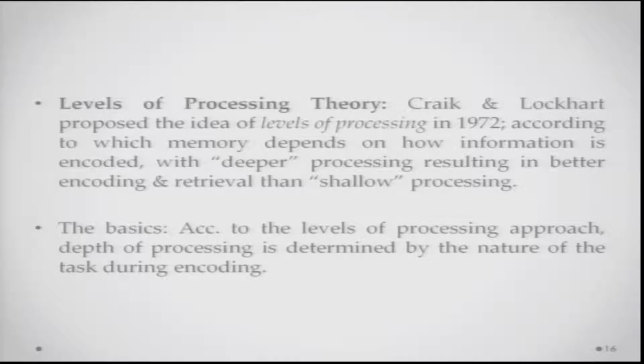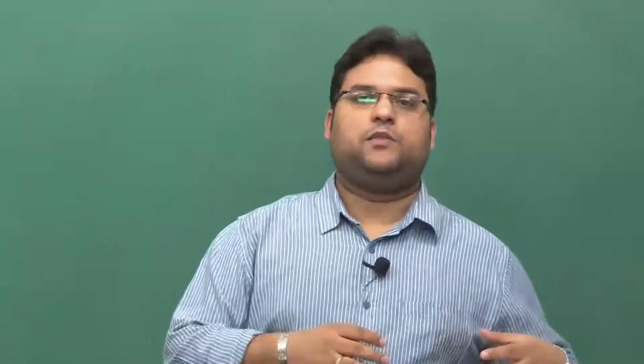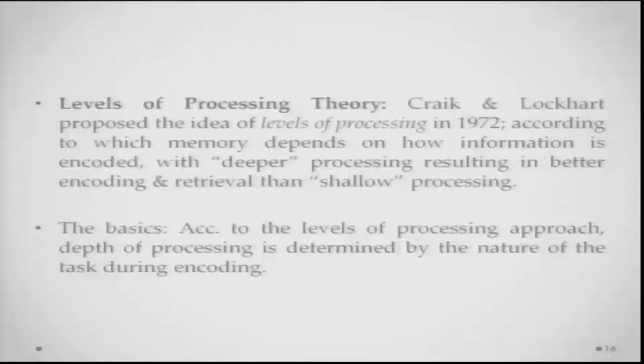So Craik and Lockhart basically said that memory depends on how deeply the information is encoded. How deeply you encode some information, how deeply you analyze some information basically decides how well you will remember that information after a given period of time. And information that is more deeply analyzed, more deeply encoded is remembered for much longer periods of time as compared to information that was analyzed in a rather shallow manner. So they basically distinguish between deep processing and shallow processing. This is according to the levels of processing approach. The depth of processing is determined by the nature of the task during encoding.